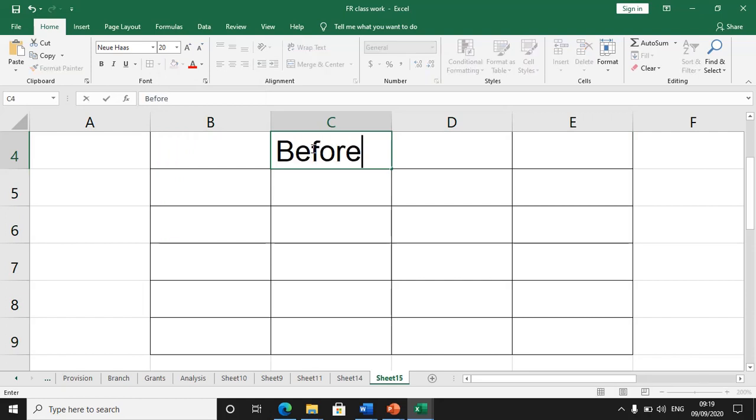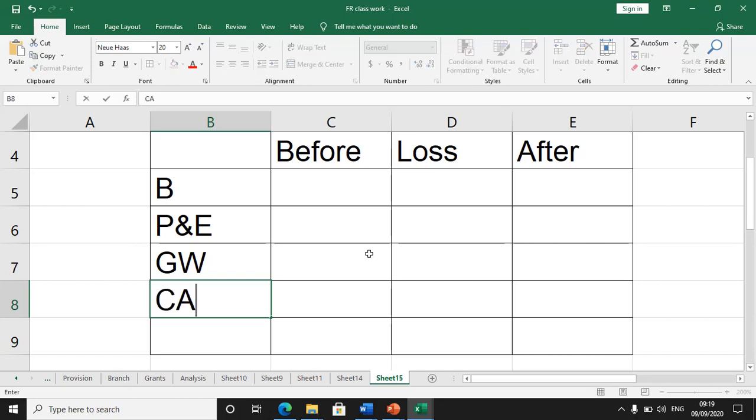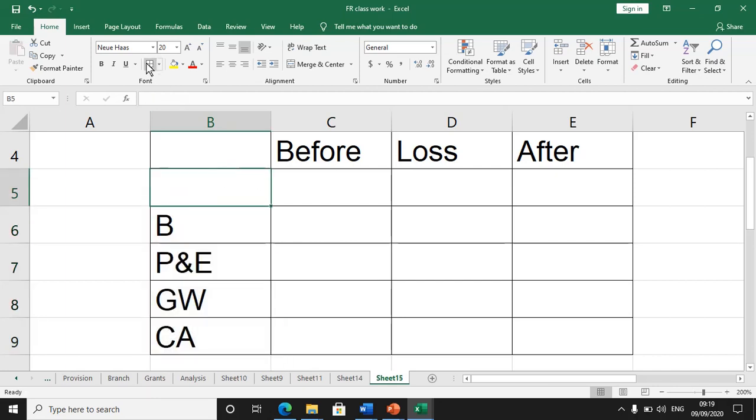So in this table, I have the following words: before, then I say loss, and I'll say after. Then I'll put in the components of the CGU, which includes building. Because of time, I'll be writing some of those things in acronyms. So plant and equipment, then we've got goodwill itself, GW, and then we have got current assets. Now, for your own information, current assets are not to be impaired unless it is said so.